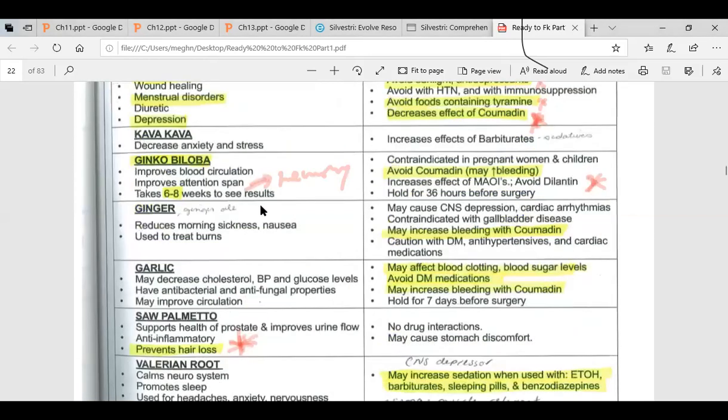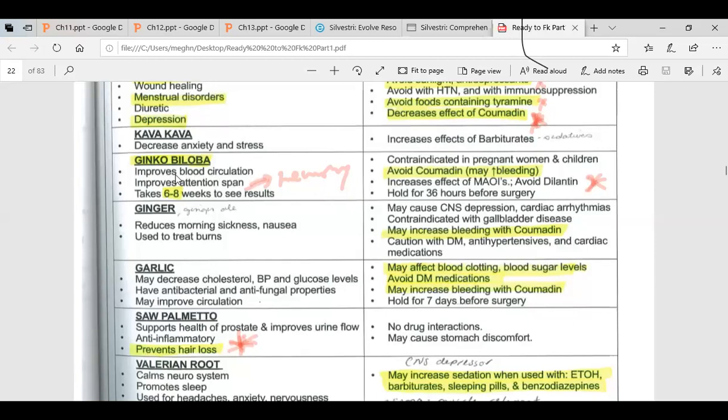Go next. This is called kava kava. Kava kava is used to decrease anxiety and stress. It increases the effect of barbiturates. Barbiturates are basically antipsychotic medication. If anybody takes a barbiturate, tell them that if they take kava kava, the effect of the barbiturate will be increased.